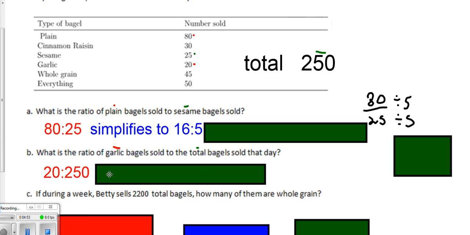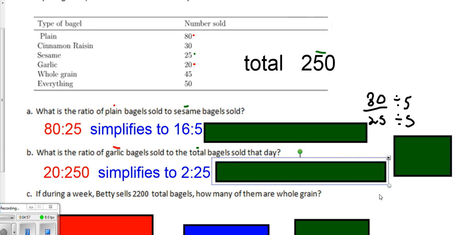We can reduce that, or simplify it, by dividing both of those numbers by 10, and we'd simplify it to 2 for every 25, 2 to 25. There are 2 garlic bagels sold for every 25 total sold.